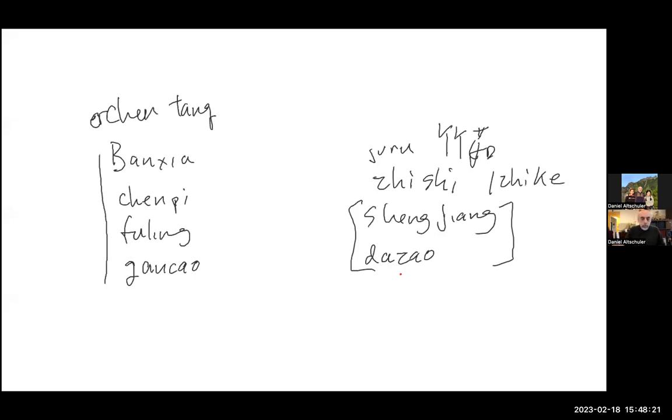Okay, so with that, we can talk about juru. So that's this formula, this herb here. Let me clear the board here.